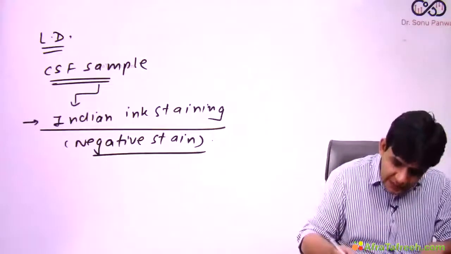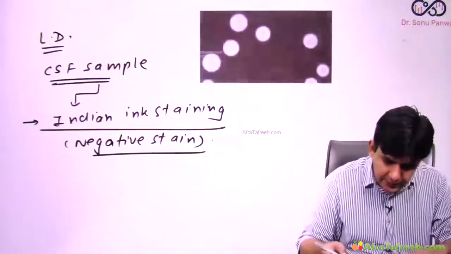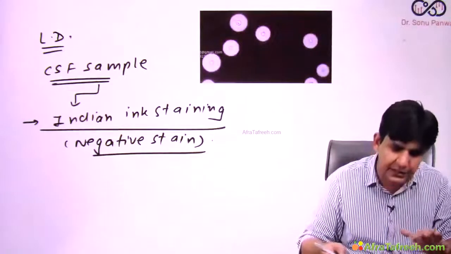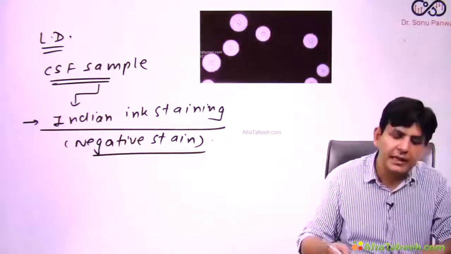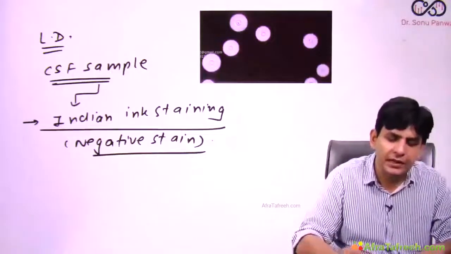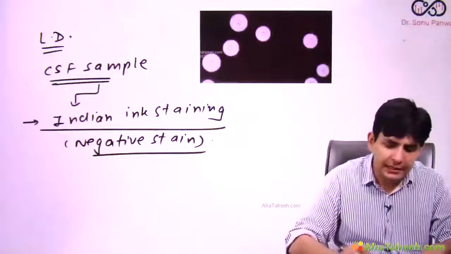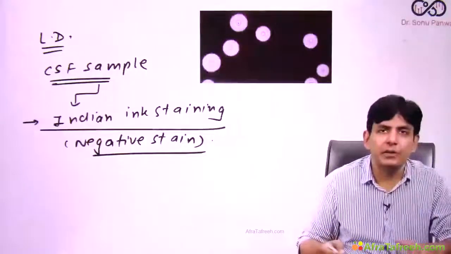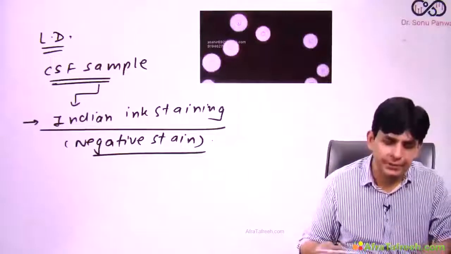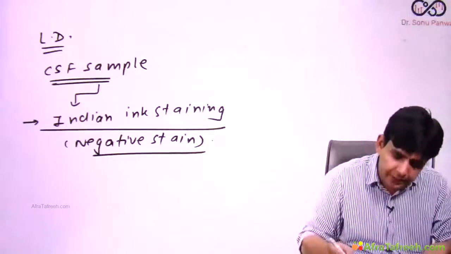And how does Indian ink staining look? Just see this particular picture. This is what is termed Indian ink preparation of CSF showing Cryptococcus with refractile capsule. So the background is dark, and against that these fellows illuminate. And what are they? They are the capsule. So this is Indian ink staining, which you need to remember.